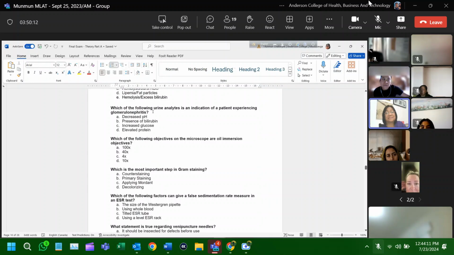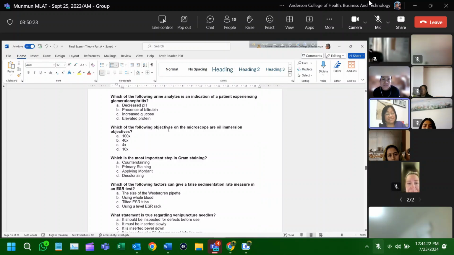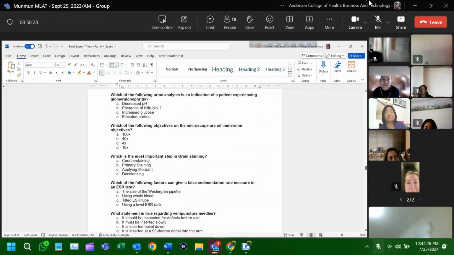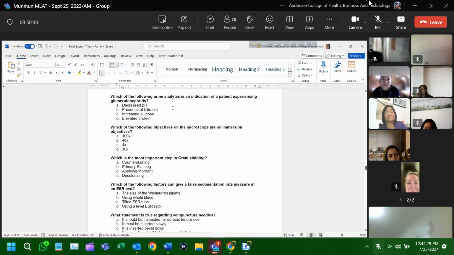Which of the following urine analytes is an indication of a patient experiencing glomerulonephritis? Elevated protein, that's letter D. Increased glucose will give you the indication of diabetes, right? Presence of bilirubin is what is called jaundice.